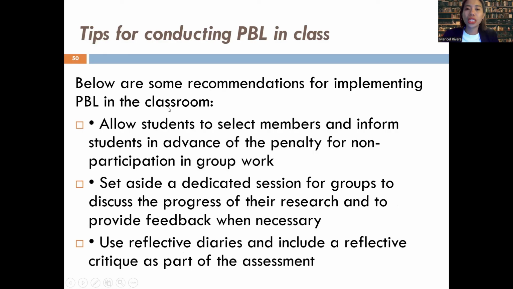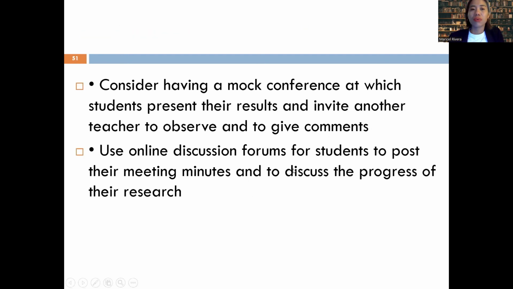And then we do have here some tips, very important, for conducting a successful PBL in class, problem-based learning. We have here some recommendations. First, allow students to select members. Basically, inform students in advance of the penalty for not participating in the group work. Second, set aside a dedicated session for groups to discuss the progress of the research and to provide feedback when necessary, and then use reflective diaries and include a reflective critique as part of the assignment.